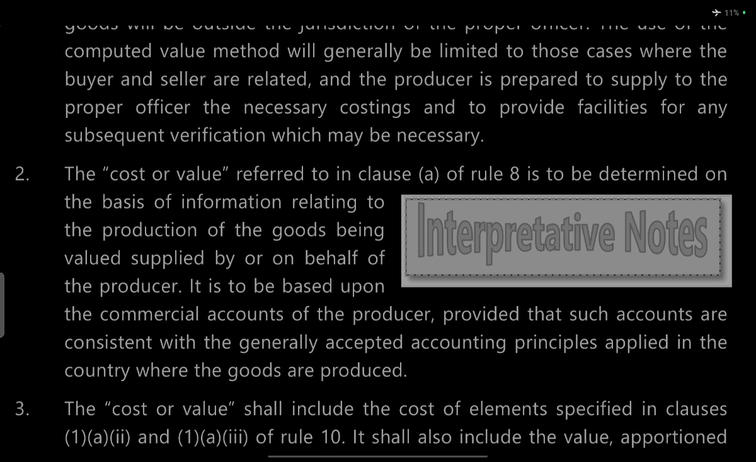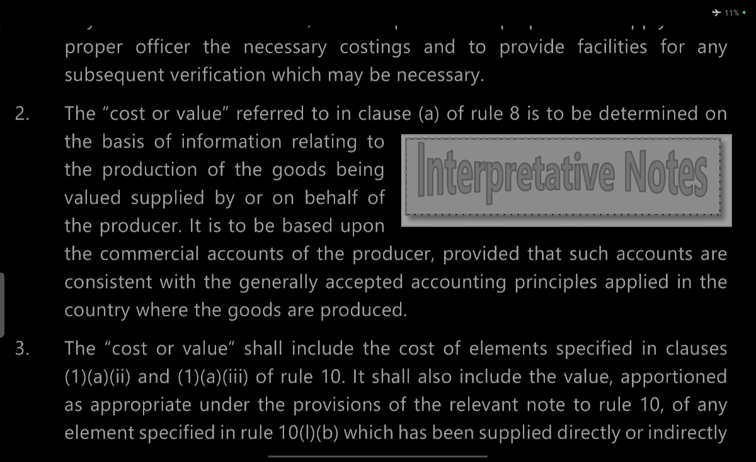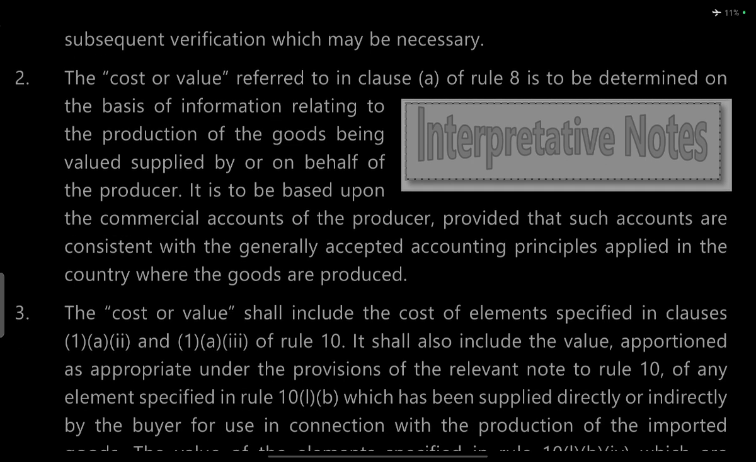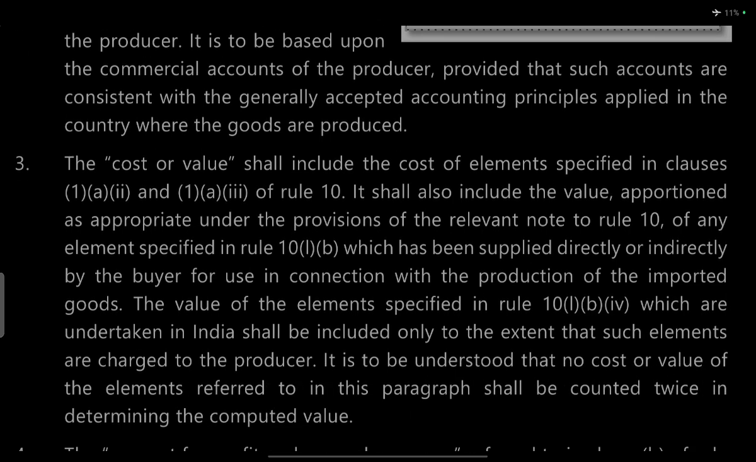The cost or value referred to in clause (a) of Rule 8 is to be determined on the basis of information relating to the production of the goods being valued, supplied by or on behalf of the producer. It is to be based upon the commercial accounts of the producer, provided that such accounts are consistent with the generally accepted accounting principles applied in the country where the goods are produced. Cost or value.